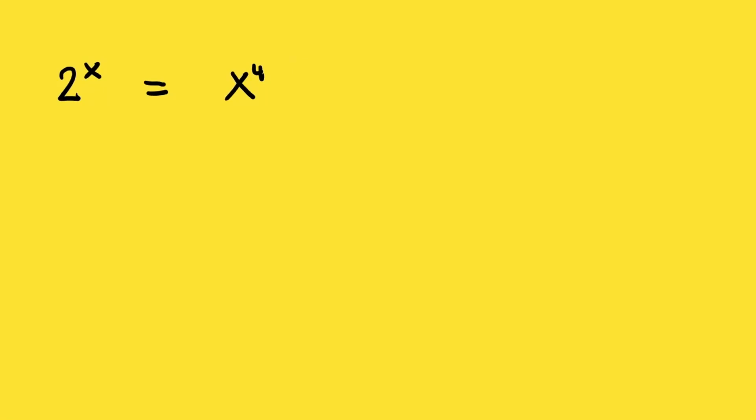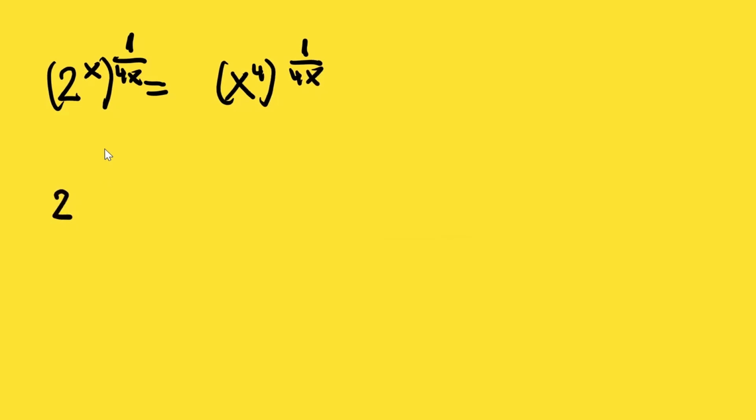This is an Olympiad-level exponential equation, and now we're going to solve it. We have 2 to the power of x equals x to the power of 4. The first step is to raise both sides of the equation to the same power, namely to the power of 1 over 4x. And then let's see what happens.